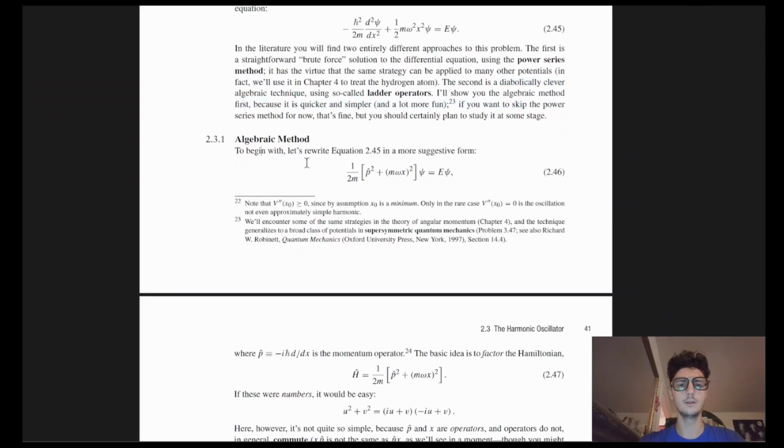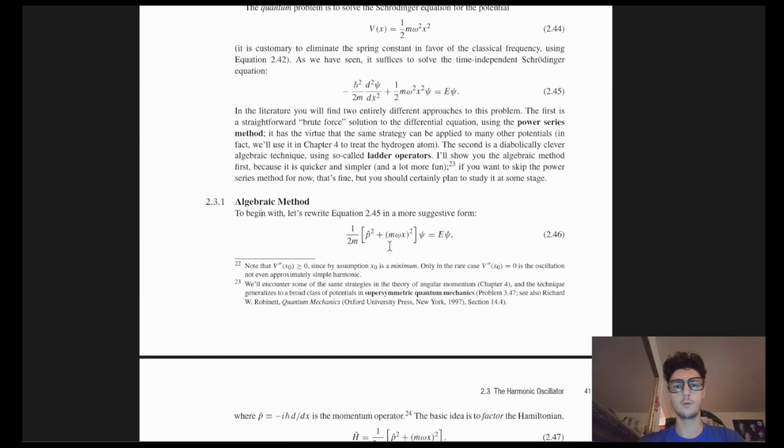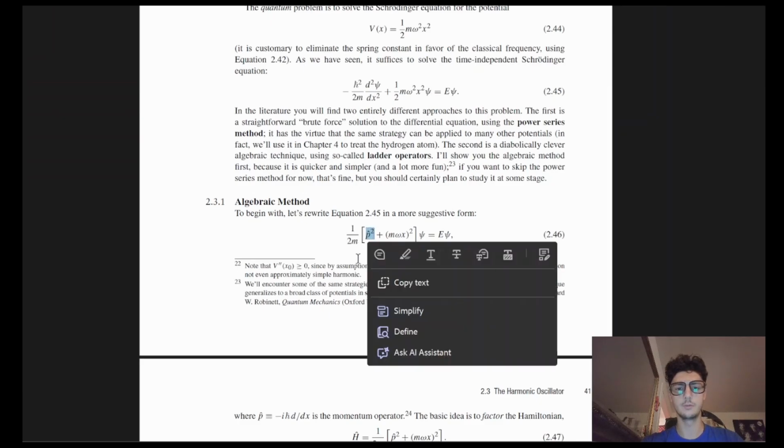Very cool. To begin with, let's rewrite equation 2.45 in a more suggestive form. How is this rewritten? Well, the E stays the same. But here we do some manipulation. 2m gets pulled out from here. There's a 2 and an m here, but there's an extra m being added here. All of this becomes squared because we pulled out an extra m, so there's an m squared there. This 2 gets pulled out in the front here, and this 2 gets pulled out, which leaves us with minus h squared, the second-order derivative with respect to x, which we can replace with the momentum operator.